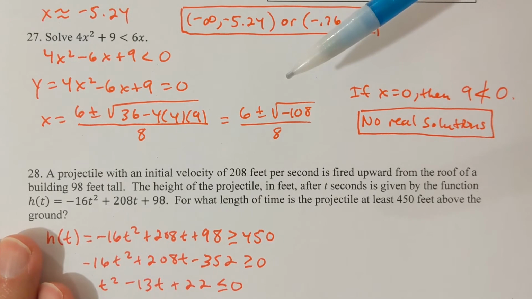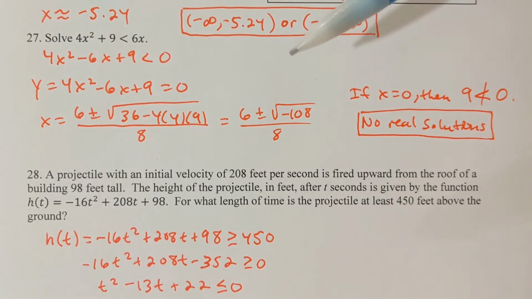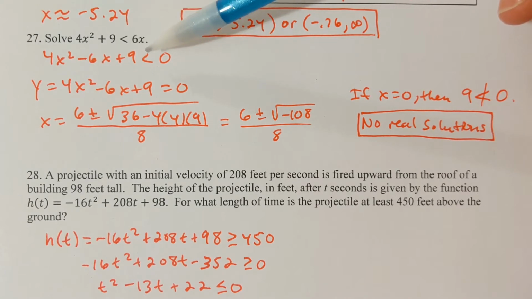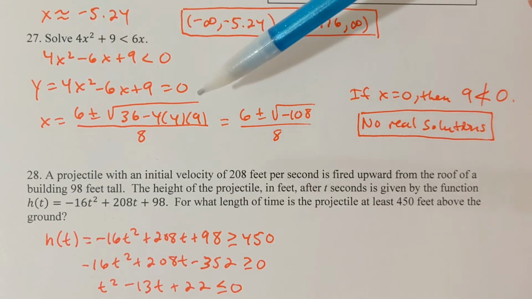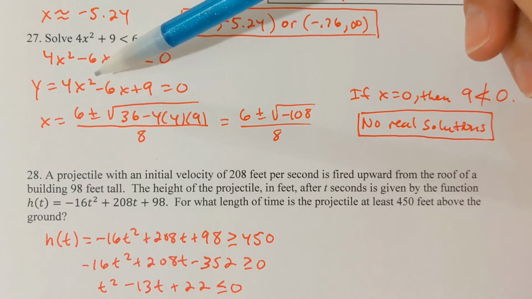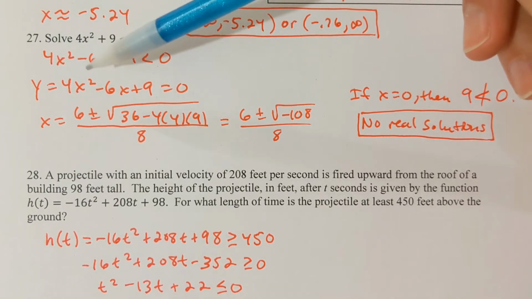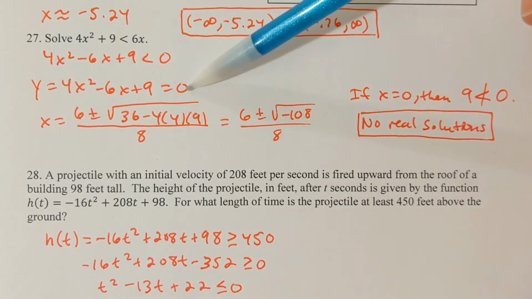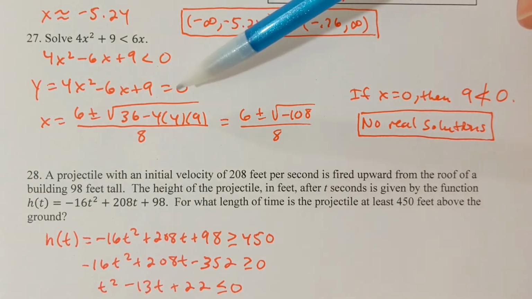Here's another one, problem 27. Solve the inequality here. So, okay, the first step is always to get all the terms onto the left, and then you're going to call the left side y. I usually just call it y, and then set y to be equal to 0, and solve this as if it were an equation, to begin.